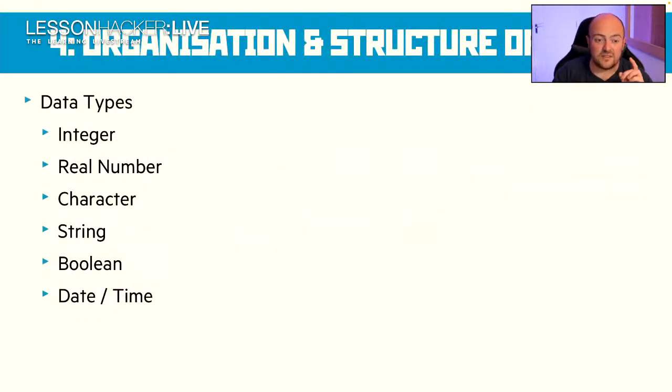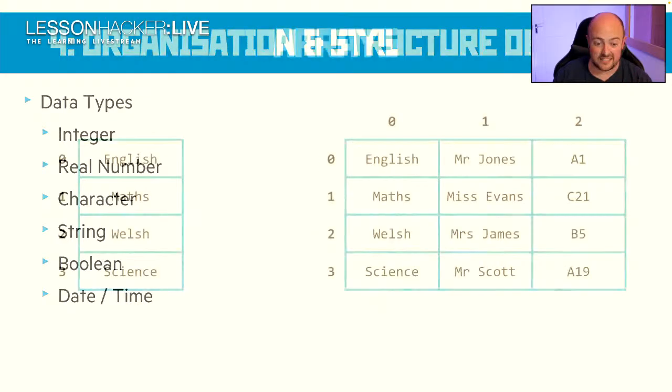Data types. You know this from programming, but we've got our numbers, integers and real numbers. Integers are whole numbers. Real numbers have a decimal part. We've got characters, which are letters, strings, which are collections of characters, Boolean, which is true or false, and date and time. Now, date and time, although that's a data type, you wouldn't really use it in programming. It's more for databases.